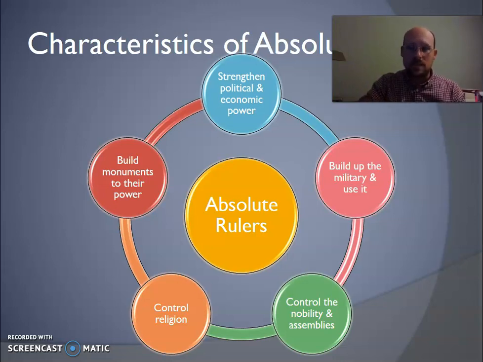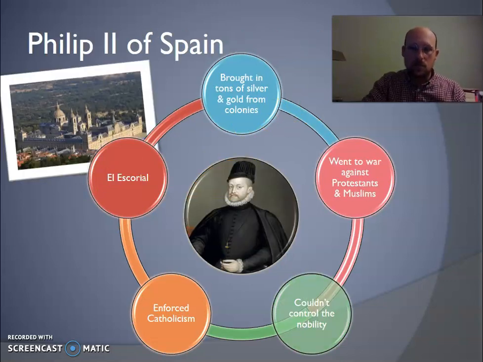So I want to run through a few examples, and again, this isn't a comprehensive list, but just a few archetype absolutists. One of the earlier absolute monarchs was King Philip II of Spain. Philip was the son of the Holy Roman Emperor Charles V, the same one that had prosecuted Martin Luther. And he's ruling Spain during this time of colonization.